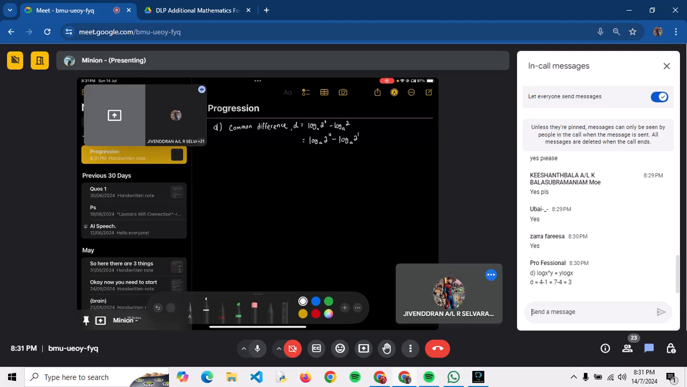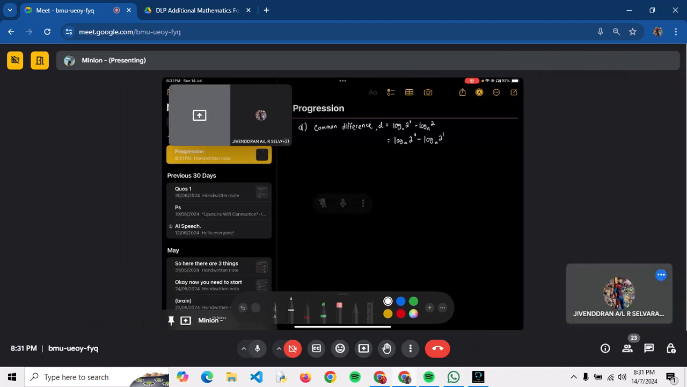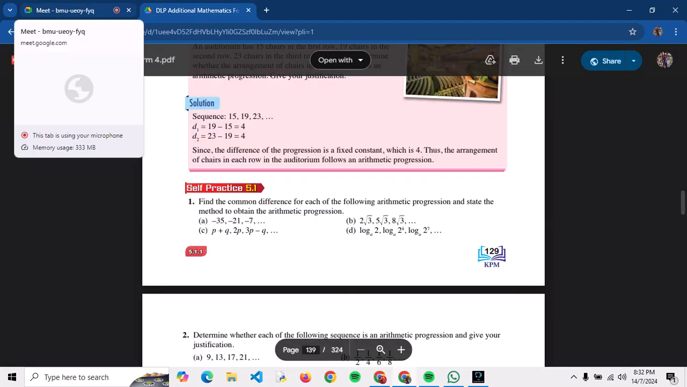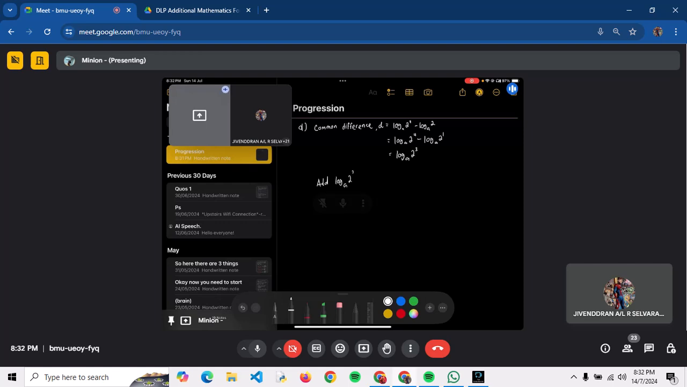Yes, right. Because 2 power 1 is still 2. So you can write it as 2 to the power of 1, write like this, it's easier. So the answer will be log A to the power of 3. So just add log A to the power of 3 to the previous terms.